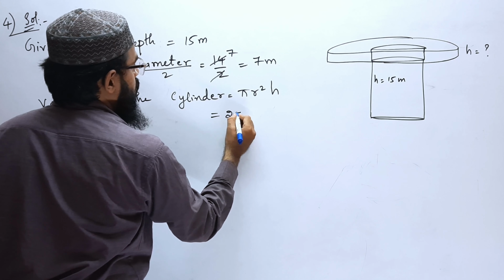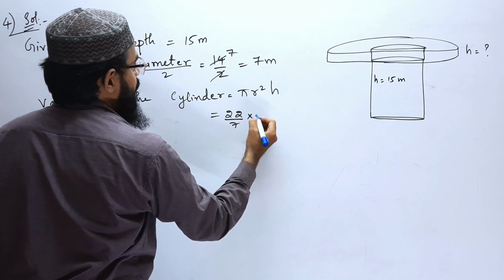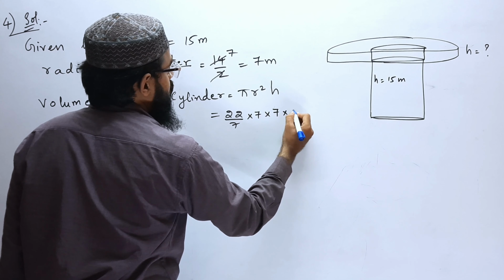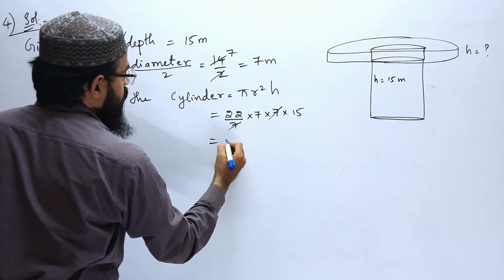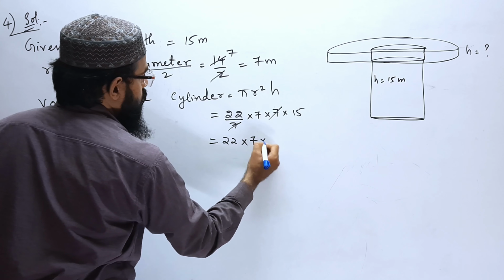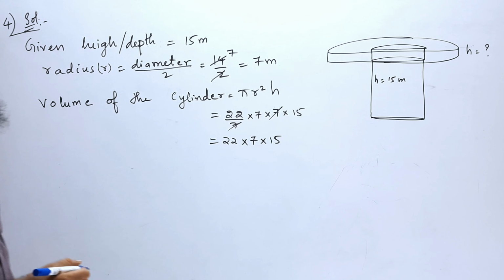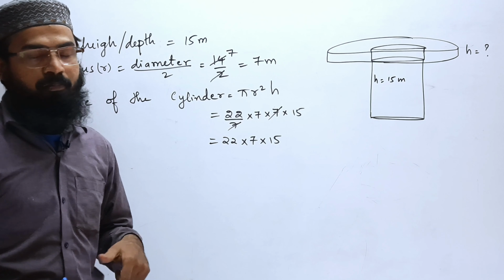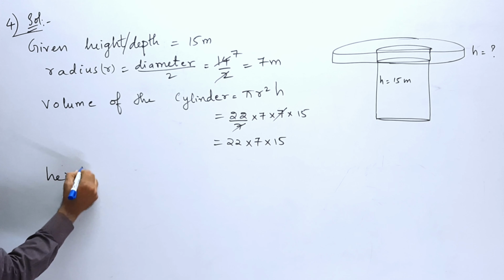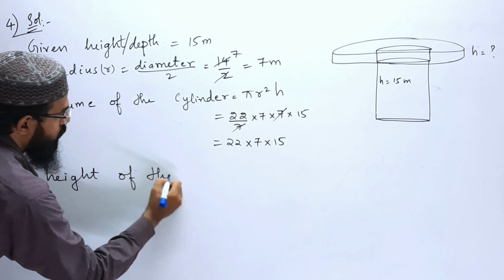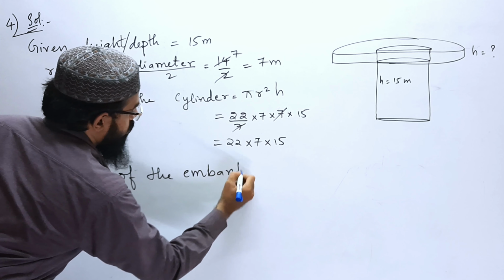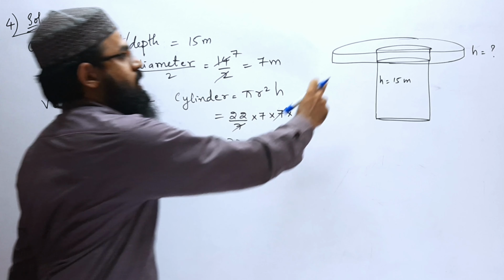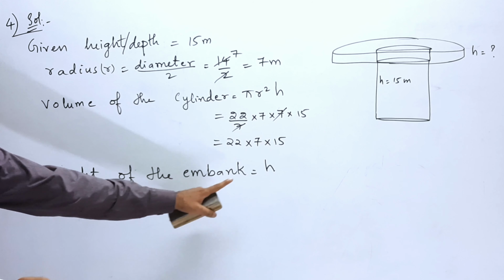is equal to pi r square h. Pi is 22 by 7. R is 7, into 7 square, that means 7 into 7, and h is 15. 7 cancel. So 22 into 7 into 15. Here I am not multiplying this, because we need to cancel this in the next step. Height of the embankment is equal to h. We don't know the height of this embankment, so that's why we are taking that as h.